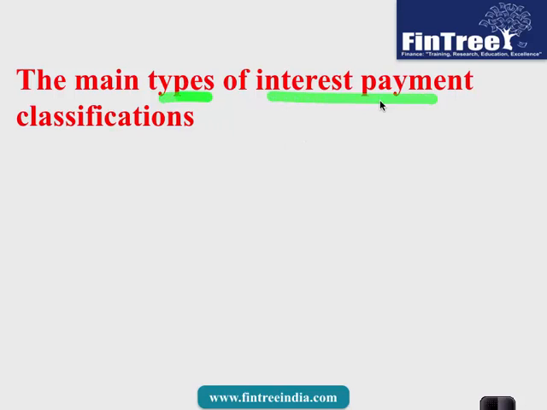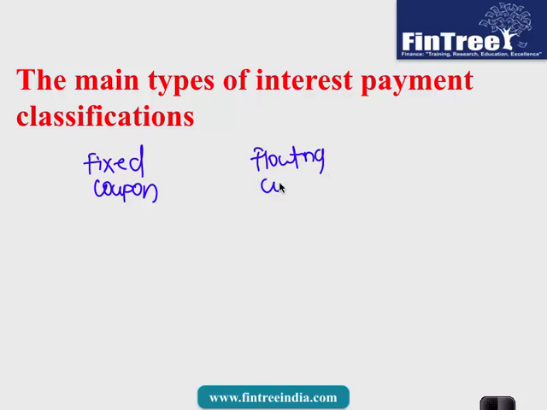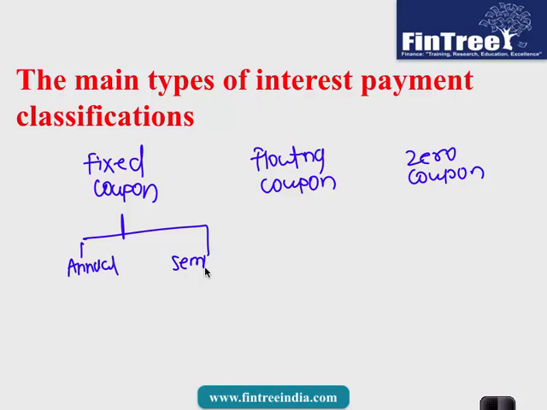Then different types of interest payment classification. In this learning outcome, they've divided this into 3 parts. Either it could be a fixed coupon payment, or it could be a floating coupon payment, or it could be a zero coupon payment. A fixed coupon payment could either be annual or semi-annual. That means you are paying interest either once a year or twice a year.